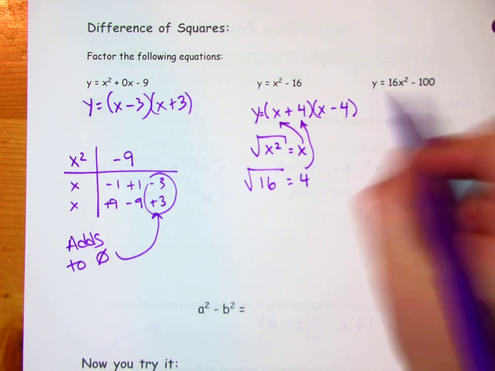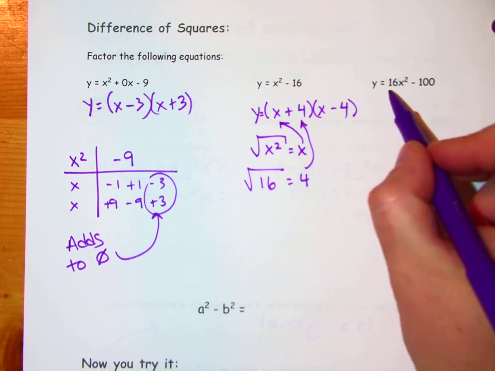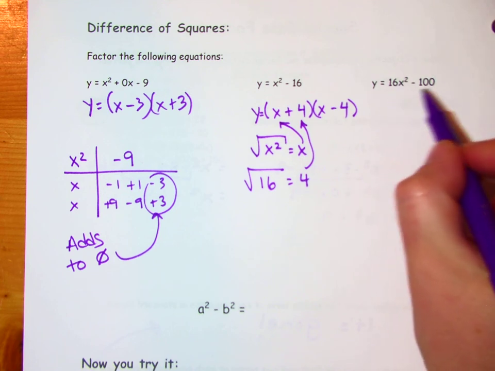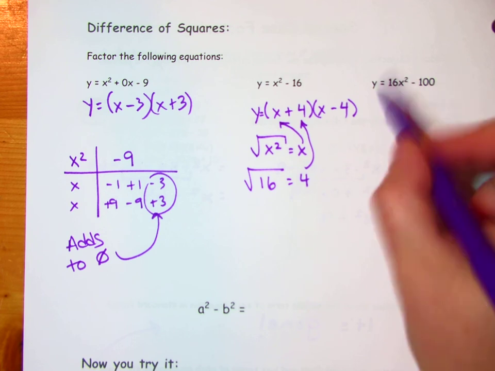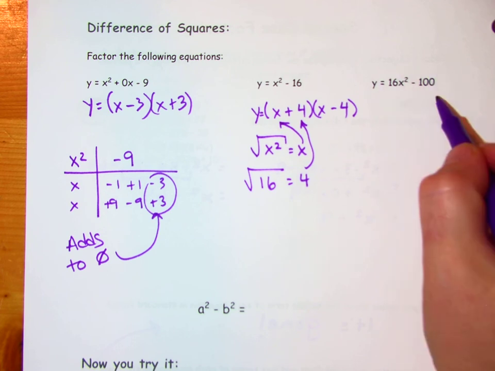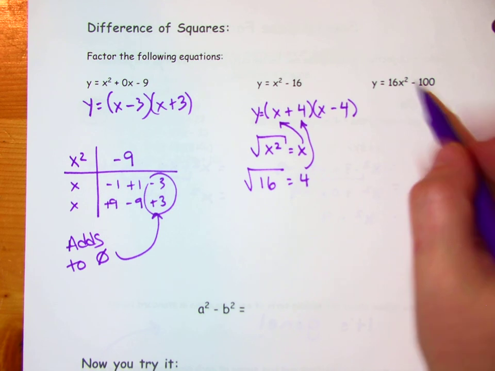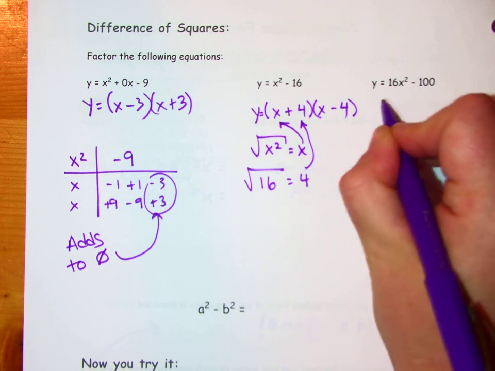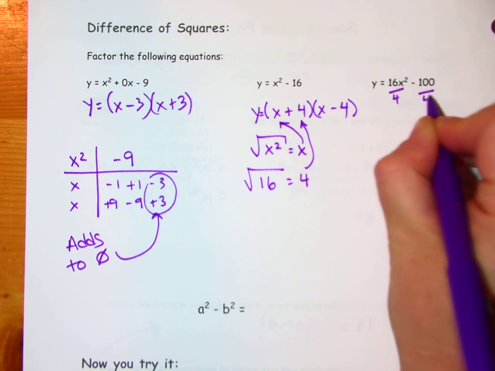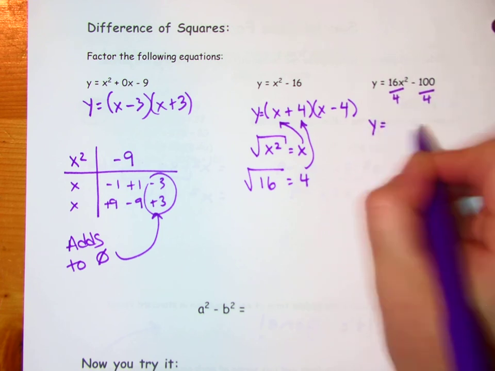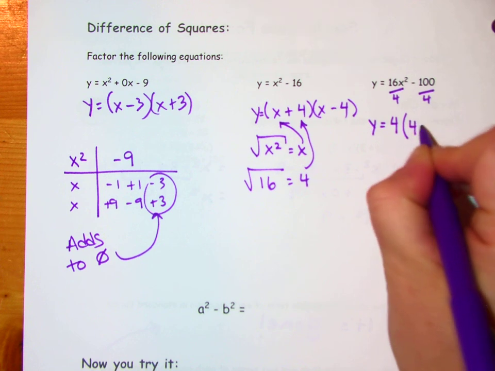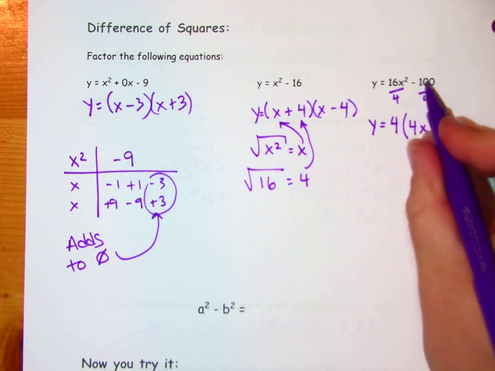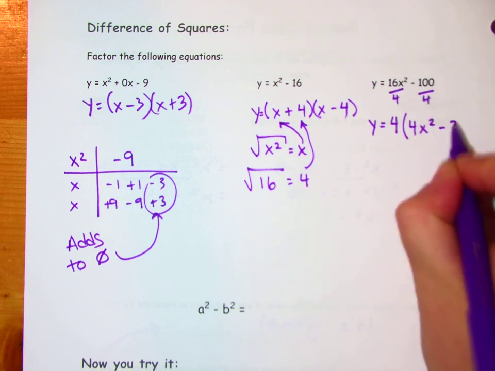Now looking here, I can get the square root of 16, the square root of x squared, and the square root of 100. But I also have to remember that the first thing I should do when factoring is check for a greatest common factor. I can divide 4 out of both of those terms. So I would have y equals 4 out front. 16 divided by 4 is 4. 100 divided by 4 is 25. So I've got minus 25.